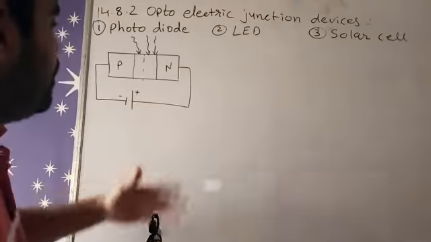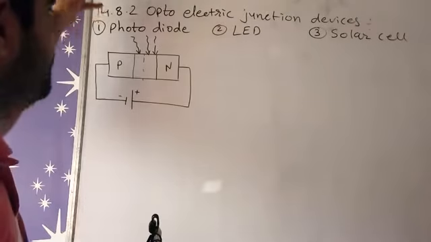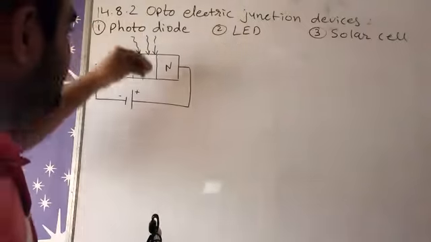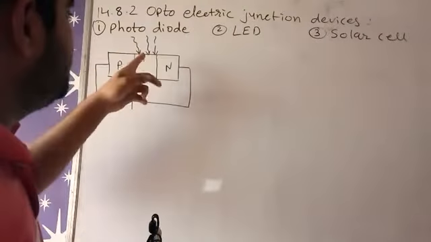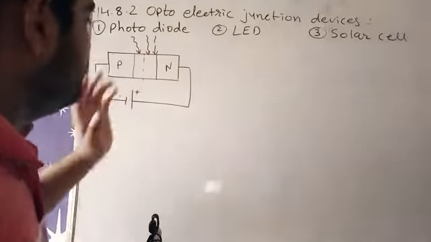But if we want to increase that amount of current, then we have to let more and more intensity strike the surface of the window. So if the intensity is more, then we get a higher value of current.